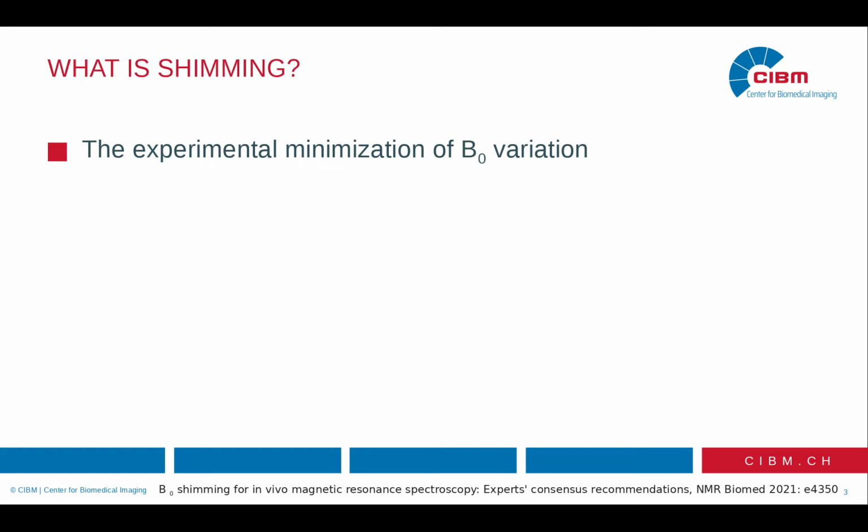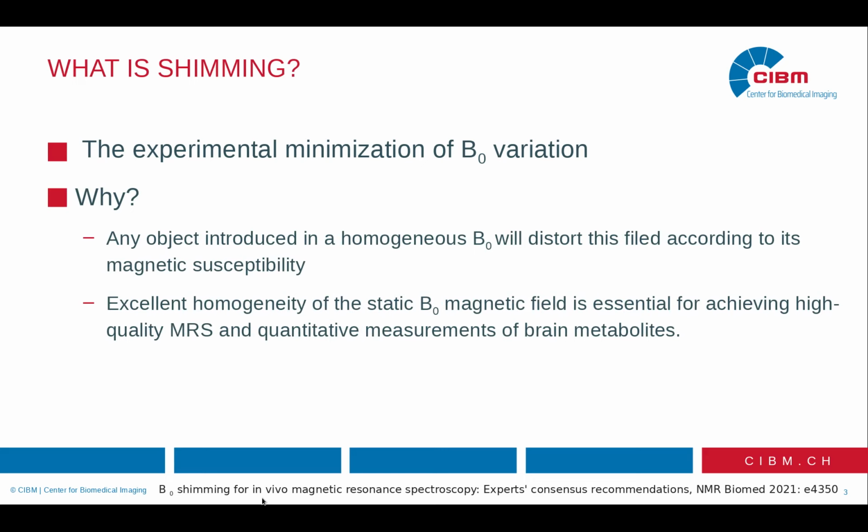So what is shimming? It's the experimental minimization of the B0 variations. Probably you all know that there is a consensus paper on B0 shimming, which is quite useful, so I recommend you read it.